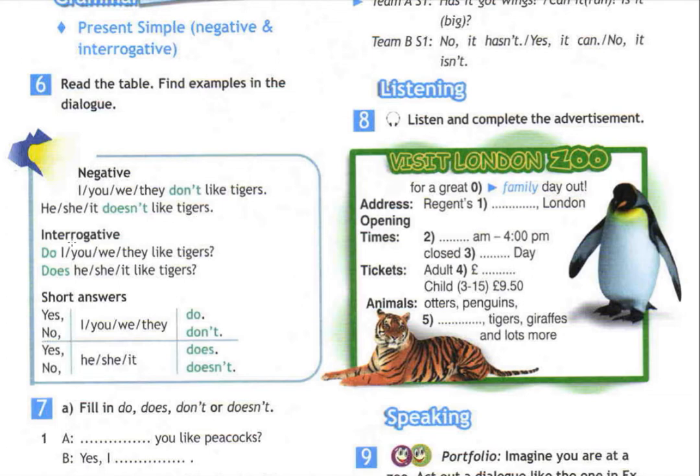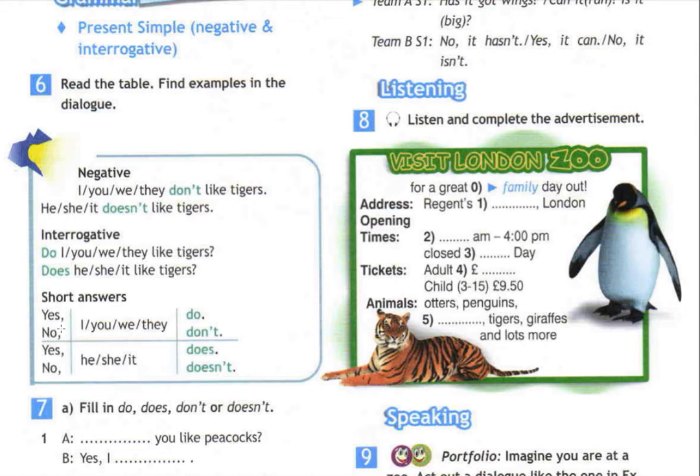Вопросительные предложения. Interrogative. Do I like tigers? Я люблю тигров. Do you like tigers? Ты любишь тигров. Do we like tigers? Мы любим тигров. Do they like tigers? Они любят тигров. Does he, she, it like tigers? Он, она, оно любит тигров?